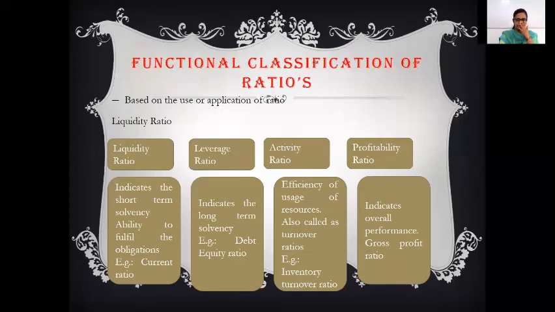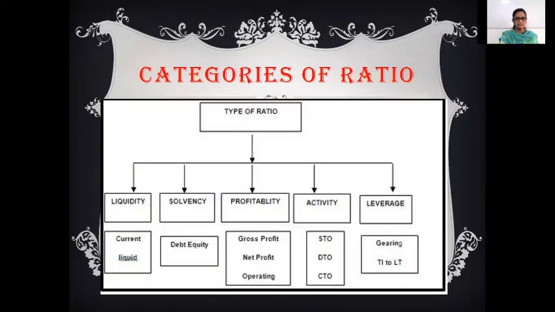Activity ratio shows the efficiency of usage of resources, also known as turnover ratio. An example is the inventory turnover ratio. Profitability ratio indicates overall performance, for example the gross profit ratio. So these are the categories of ratios we saw. Under activity ratio, we are going to see stock turnover ratio, debtors turnover ratio, and creditors turnover ratio.